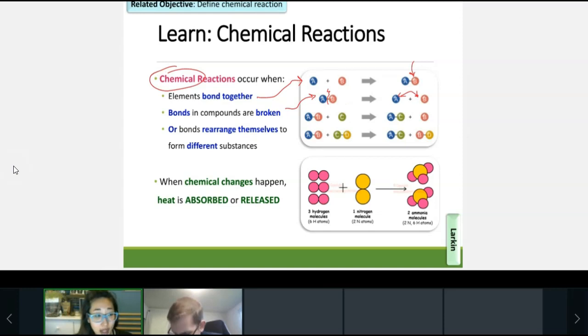Or finally, bonds can also rearrange themselves. So you can see right here that this C is subbing in for this B here. Or you can see in this example, B and C are actually switching places. So all of these are examples of chemical reactions where what you end with is not chemically the same as what you started with, and now it acts different.